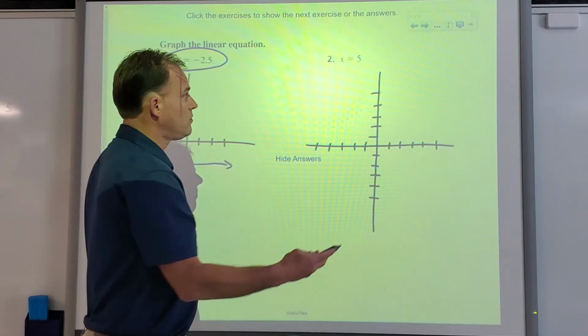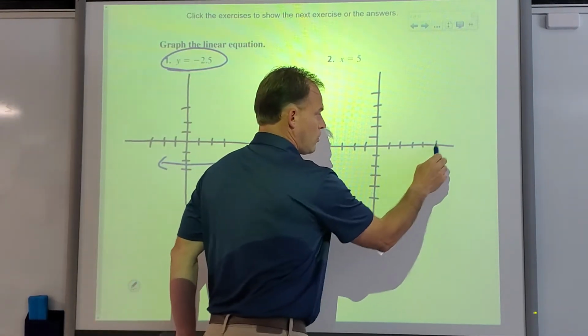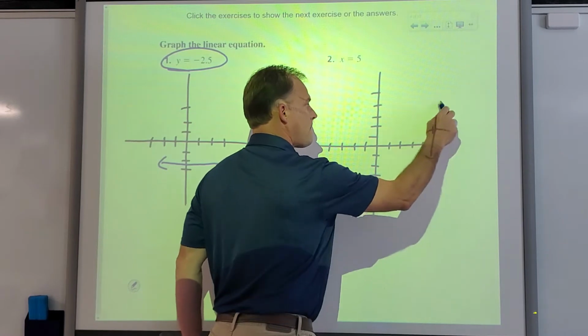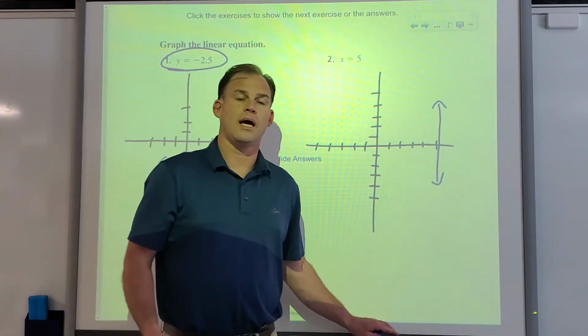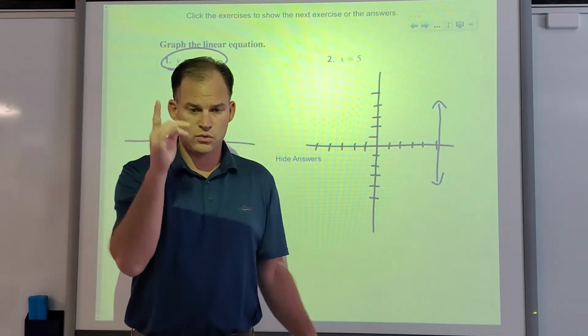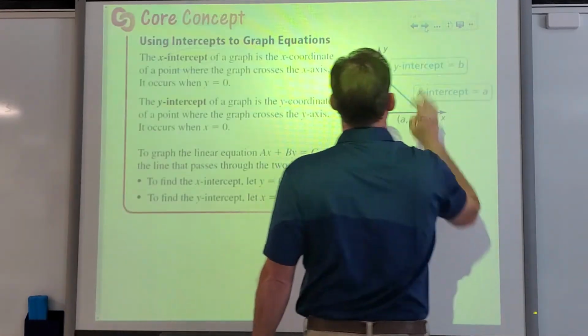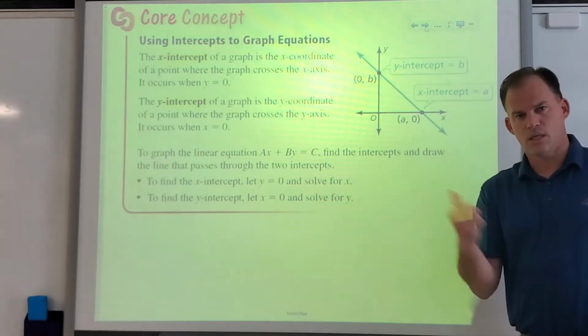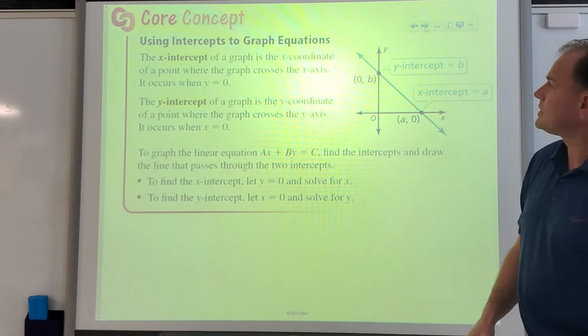X equals 5. Vertical line, go to positive 5, draw a vertical line. Questions, comments, issues, let me know. Now for the meat and potatoes of today's notes, get this written down.